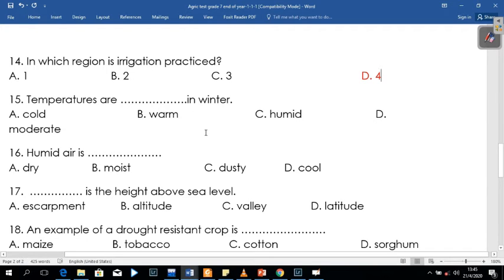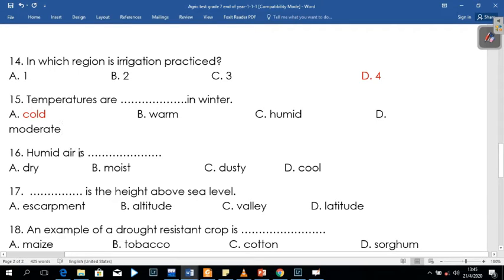Temperatures are dash in winter. They are cold, they are warm, they are humid, they are moderate, right? Temperatures are cold in winter. Very good.